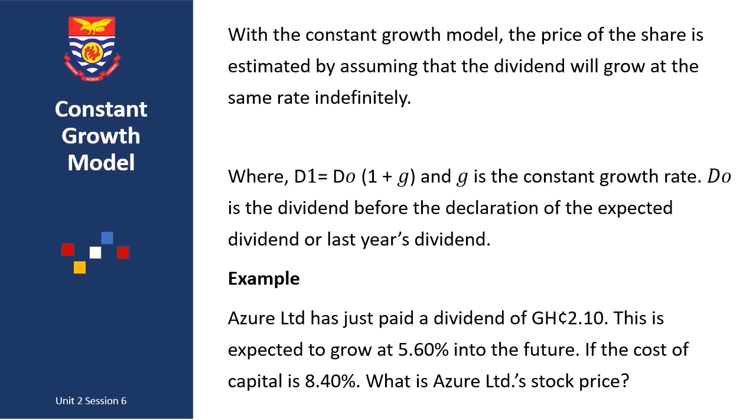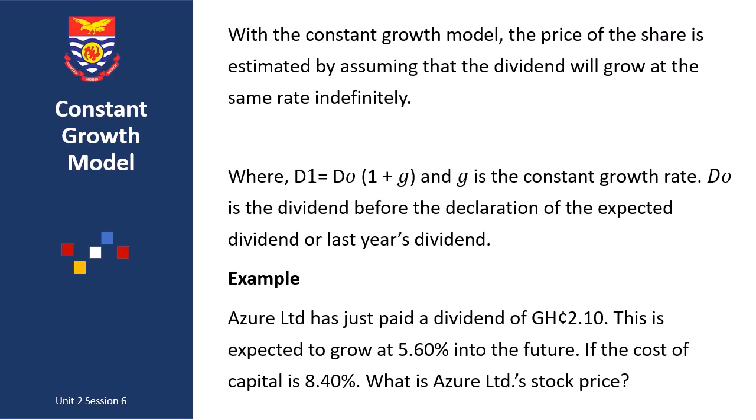So, as I said, your current year's dividend is your previous year's dividend plus the growth rate applied to it. So maybe if last year you received 100 as dividend, this year you are going to receive 100 plus maybe 20%. If 20% is the growth rate, it means you are going to receive 120 this year. So this is how to calculate it.